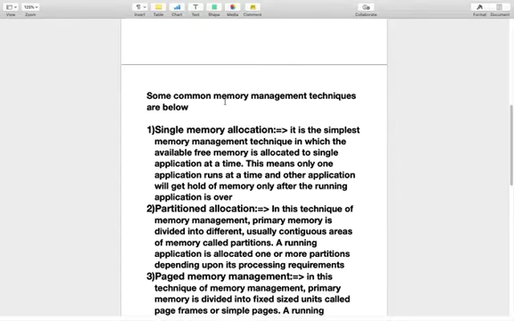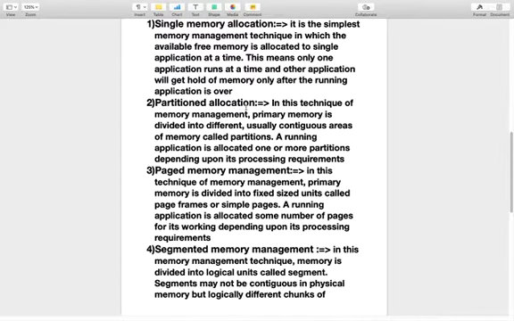Some common memory management techniques are below. First is single memory allocation, and it is a very important allocation. It is the simplest memory management technique in which the available free memory is allocated to a single application at a time. This means only one application runs at a time and other applications will get hold of memory only after the running application is over. So it is a very simple method. A single process will be loaded into the memory and no other process will get the memory at that particular time.